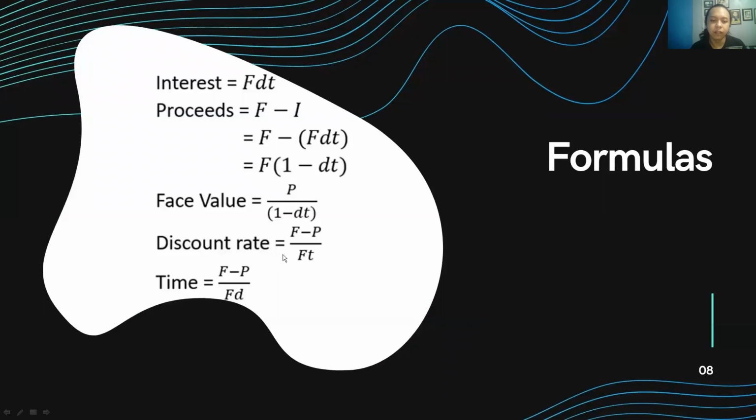For finding the discount rate, we simply find the quotient of the face value minus proceeds over the face value multiplied by time. And finding time, we simply find F minus P over F times D. Question? Okay.